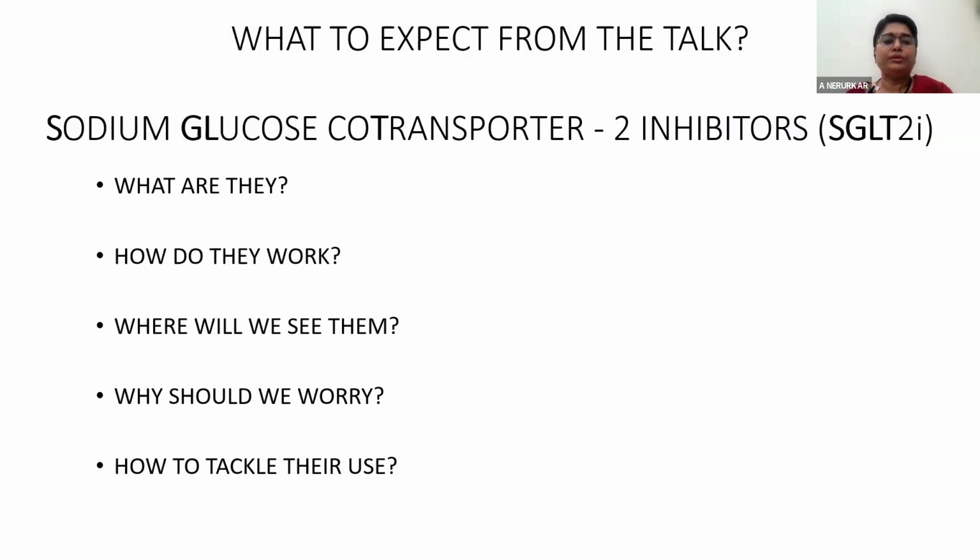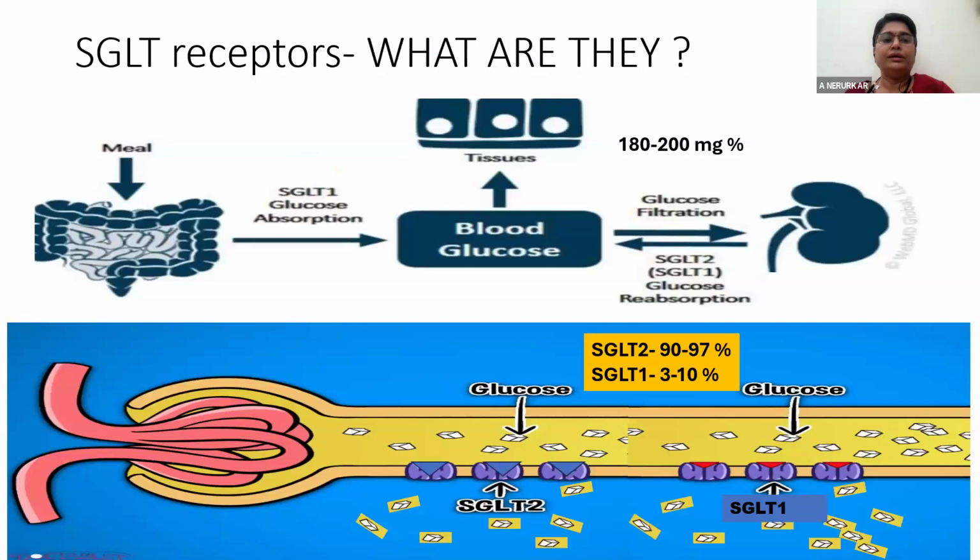I expect to cover what they are, how they work, where we will see them, why we should worry, and how to tackle their use. Before we go there, let me give a brief note on what the SGLT receptors actually are. These sodium glucose cotransporter receptors are of two types, SGLT1 and SGLT2. SGLT1 is present in the intestine, the kidney, and the brain, and it facilitates glucose absorption.